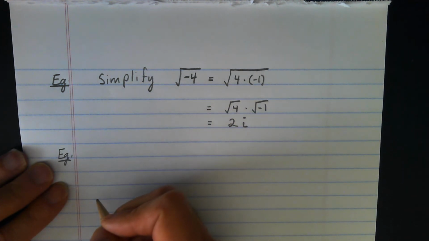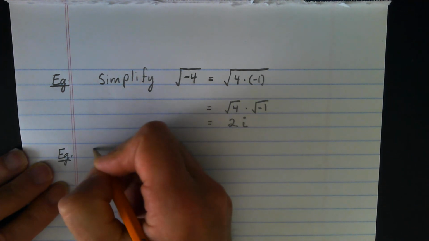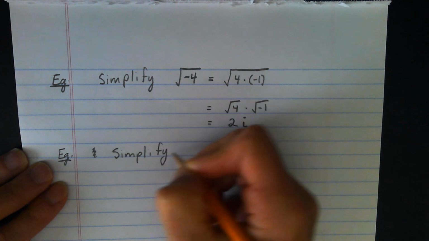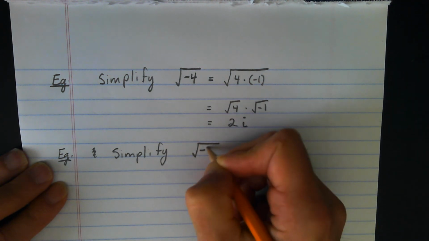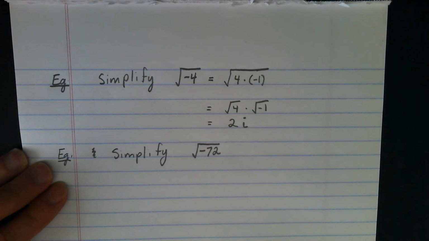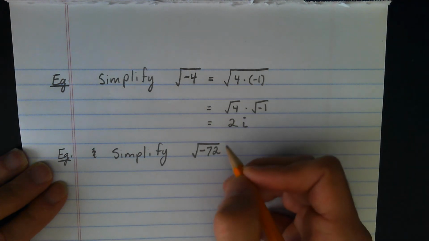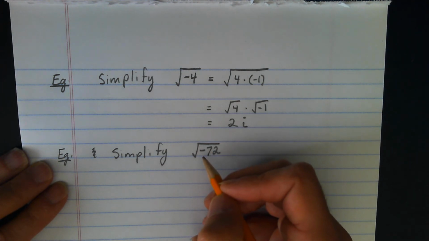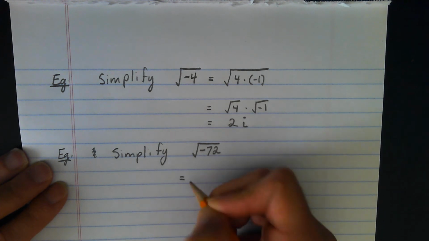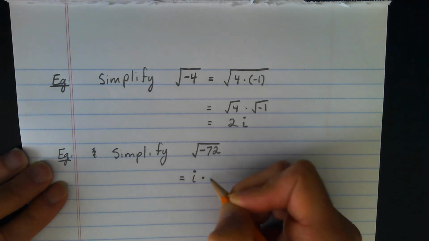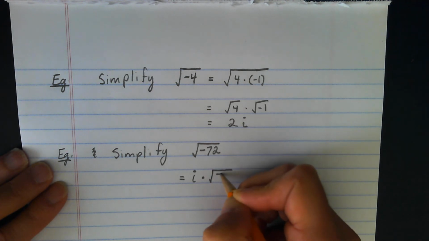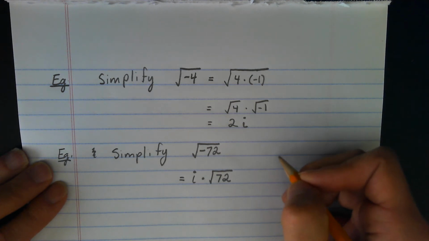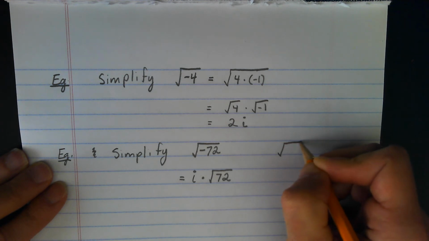So for example, let's simplify the square root of minus 72. Okay, so what do we need to do here? Well, my suggestion would be that we've got a negative, so right away I know my result is going to be an imaginary number. So I'm just going to write an i to get rid of the negative, and then I'm just left with the square root of 72. And now at this point, we can simplify the square root of 72 off to the side.